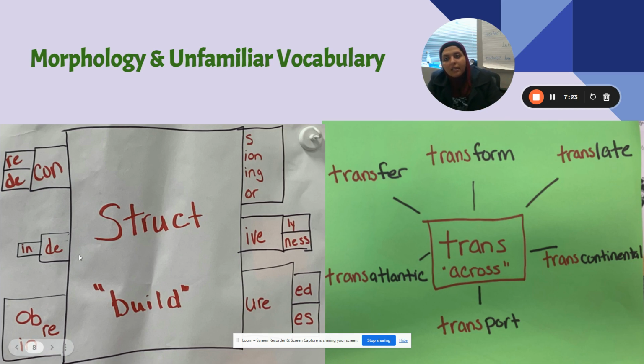Again, I didn't have a context here. I just relied on my morphology tools. So just keep that in mind that you can always look at the word closer and try to see if you know any of the prefixes, roots, or suffixes in order to help you define what the word actually means.